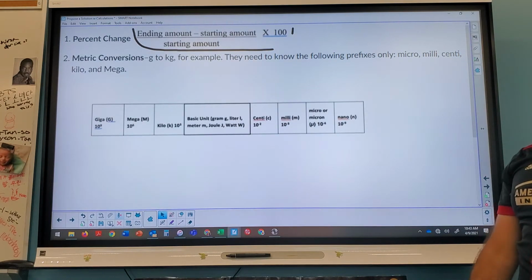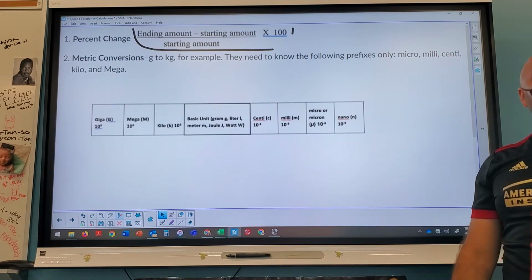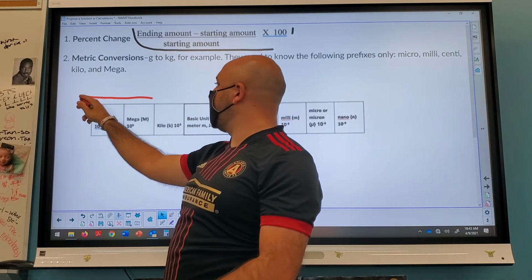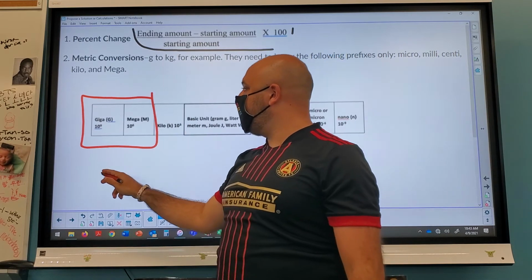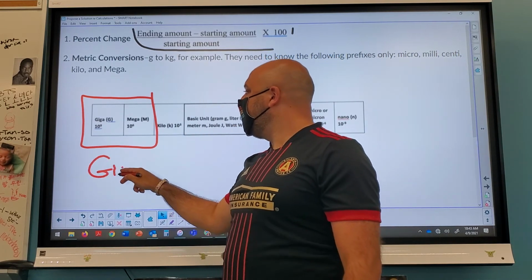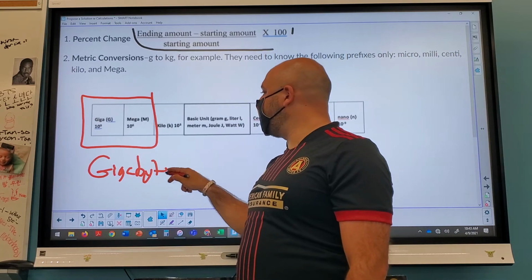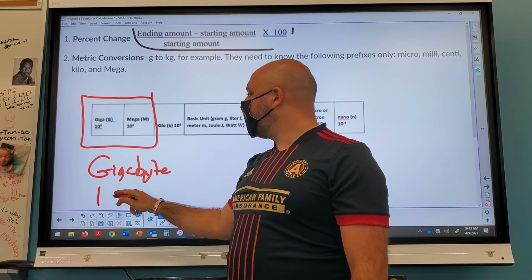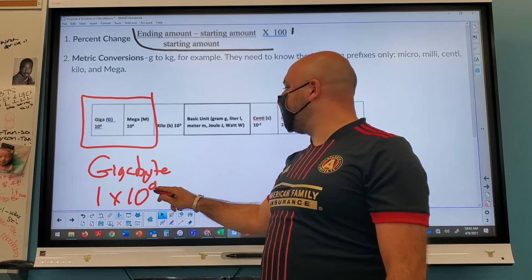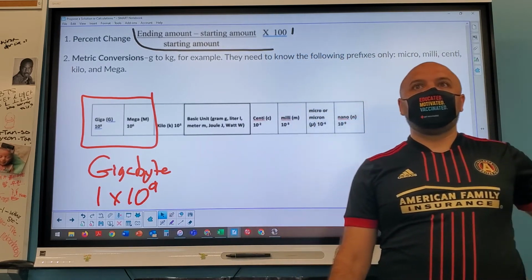Metric conversions. You got to know your metric conversions. King Henry Died by drinking chocolate milk, okay? And there's two additional ones you might want to add into that. And if you don't have these somewhere, I would totally write them down. You ever heard of a gigabyte? Yes. Okay, 1 gigabyte is 1 times 10 to the 9th power bytes. What number is that?